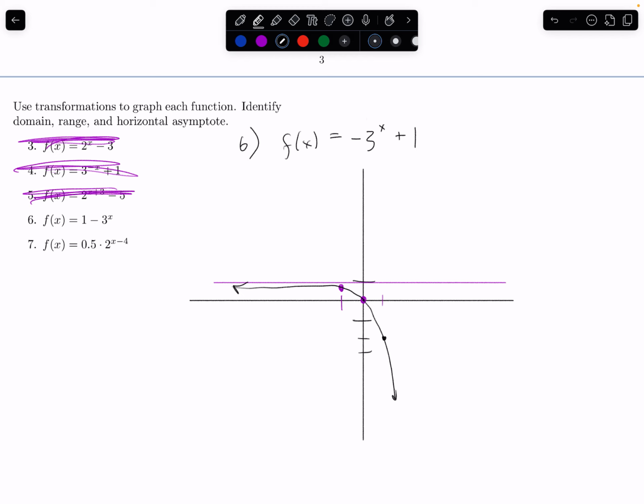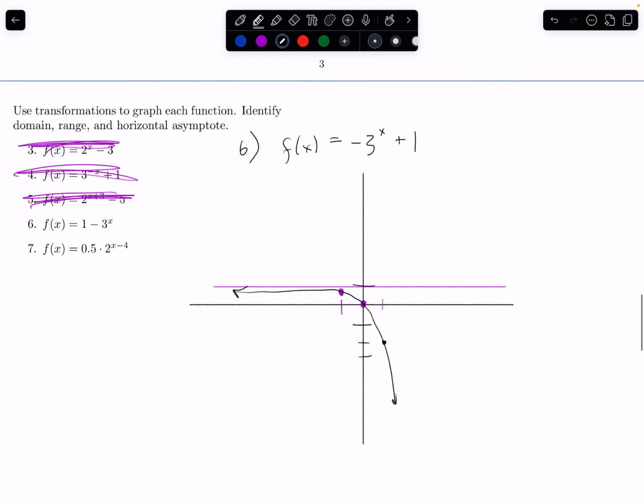But more importantly, I guess, the shape, right? If you think about the original shape of 3 to the x, I start at 0, 1, and then it goes up to 1, comma 3. You're moving to the right one and then up 2. So here I'm going to move to the right one and then down 2 because it's a negative 3 instead. Okay, so there's the graph.